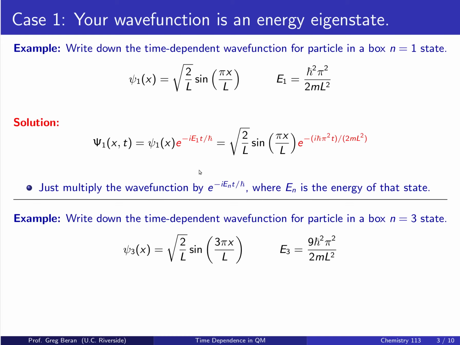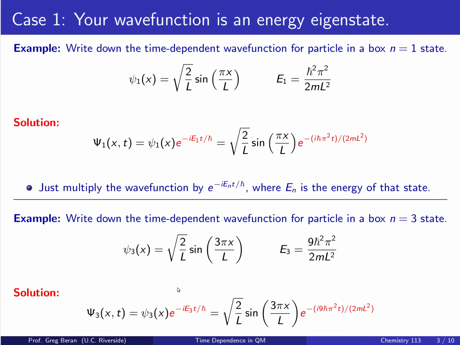Here's one more example. Go ahead and try this one, pause the video, and then I'll hit play when you're ready to see the answer. Try writing down the time-dependent wave function for the particle in the box in the n equals 3 state. Alright. The solution to this is going to be basically the same. We're going to take our ψ_3(x), multiply it by the time-dependent phase factor, e to the minus i E_3 t over ħ, and I can plug in this energy E_3 in here, and I canceled out a factor of ħ, and I get my final result.